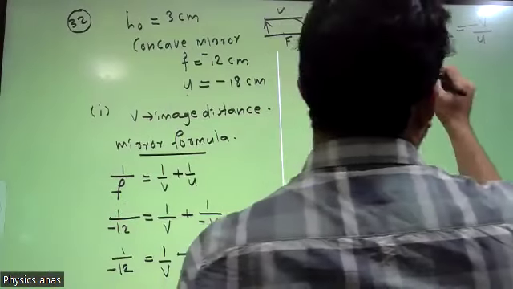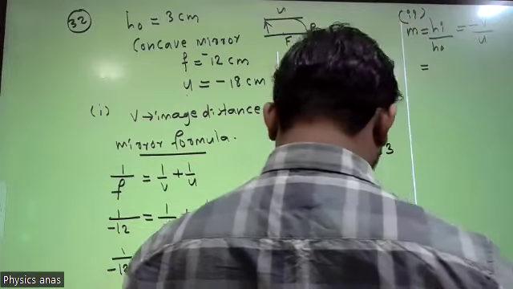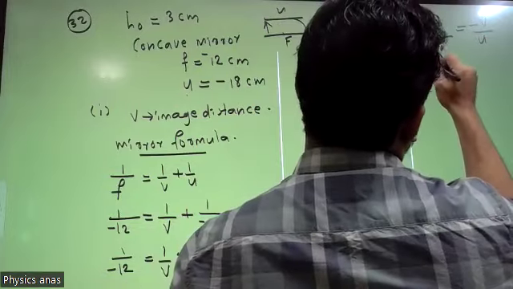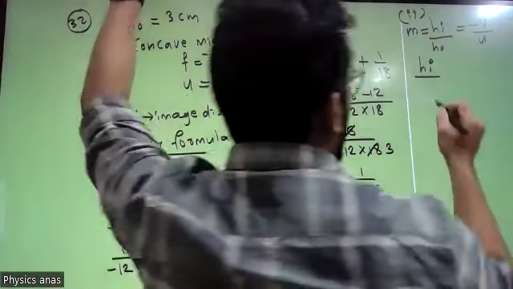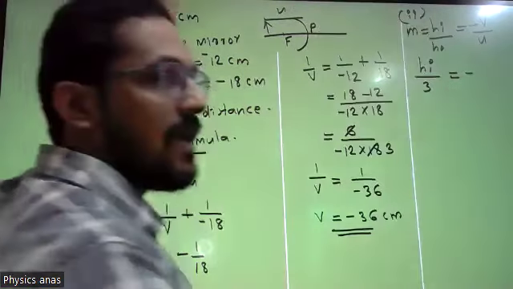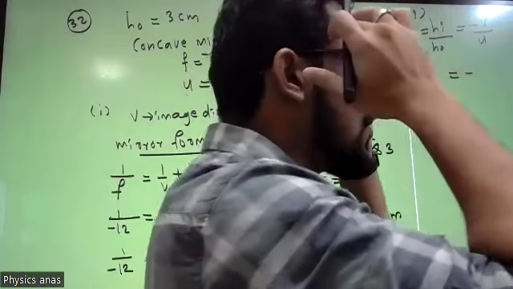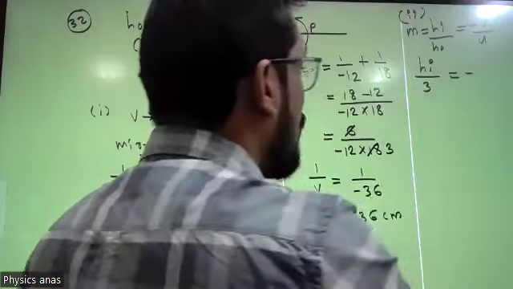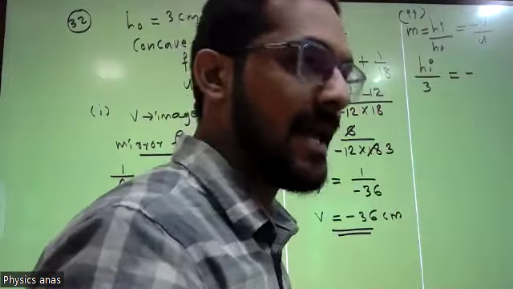How can you find the value of Hi? Just look here. You have Hi by Ho. What is Ho from the question? That will be 3 centimeter is equal to minus V. What is the value of V? Minus 36. You don't have to think too much. Just substitute the values in this equation. That's it. You will get an answer.